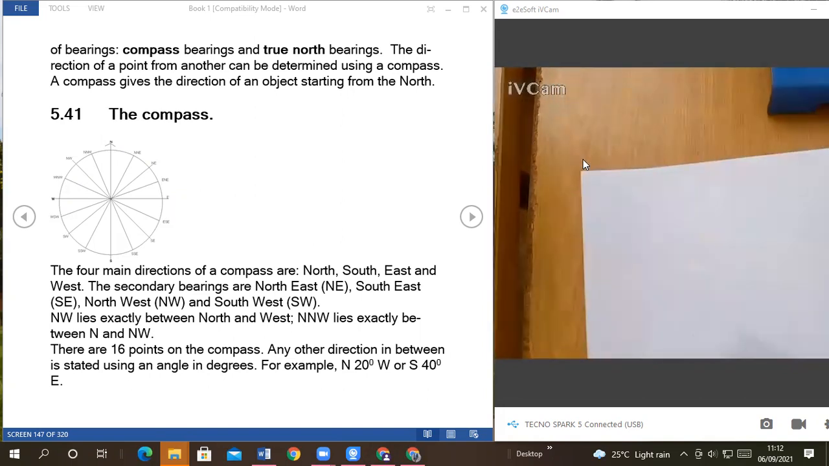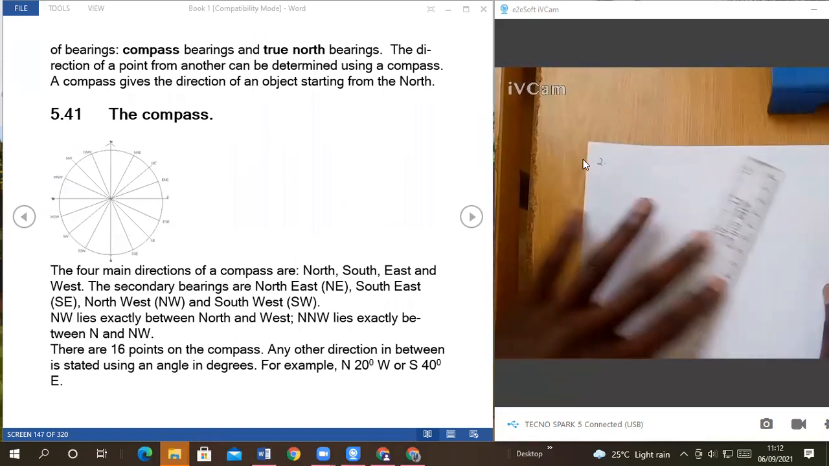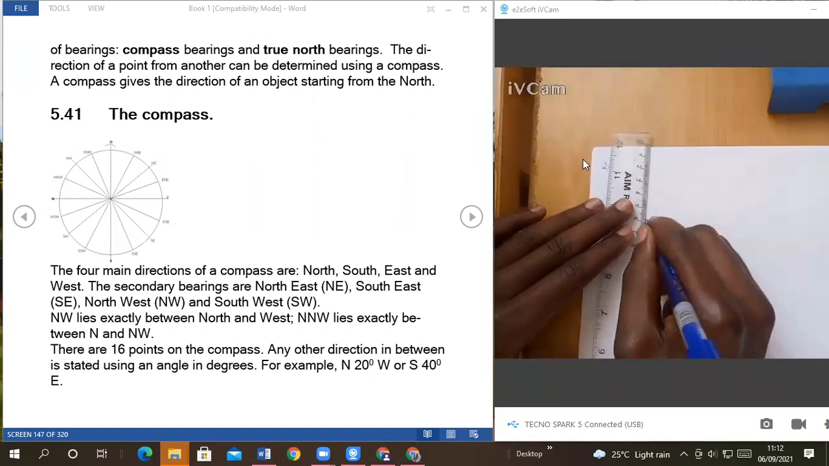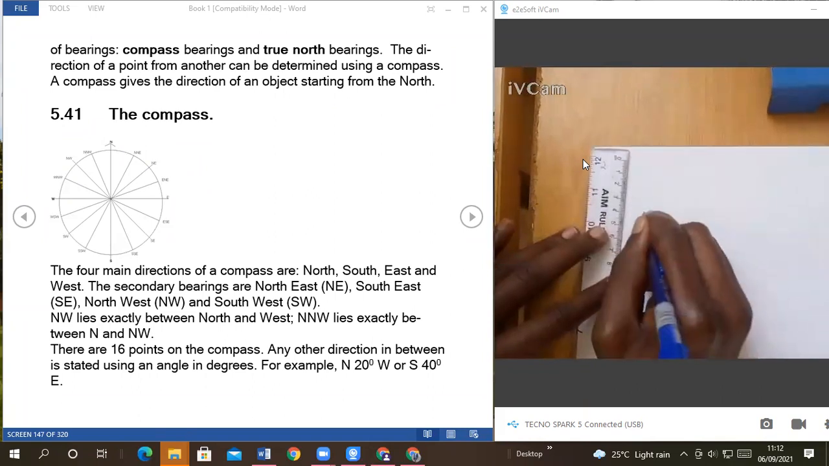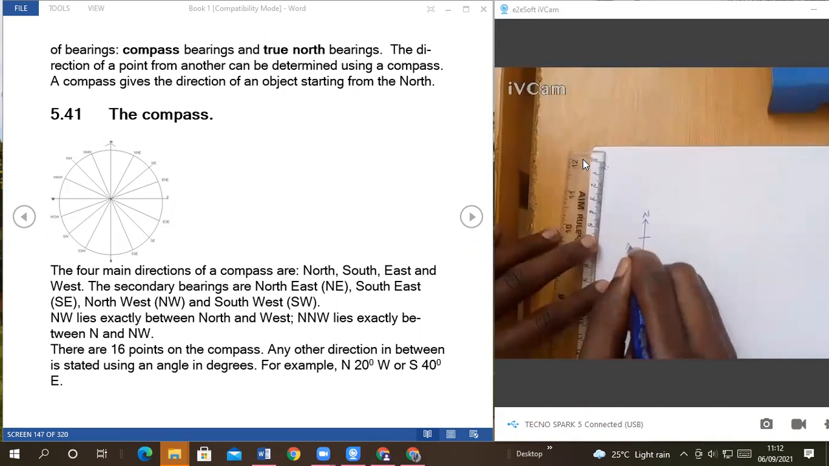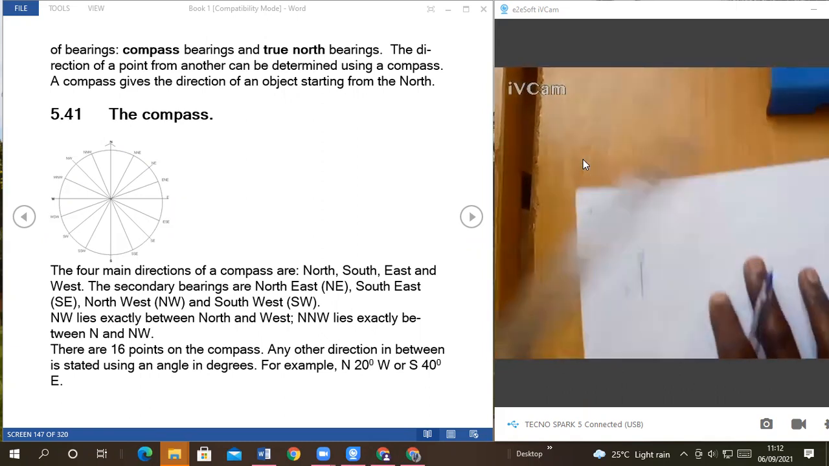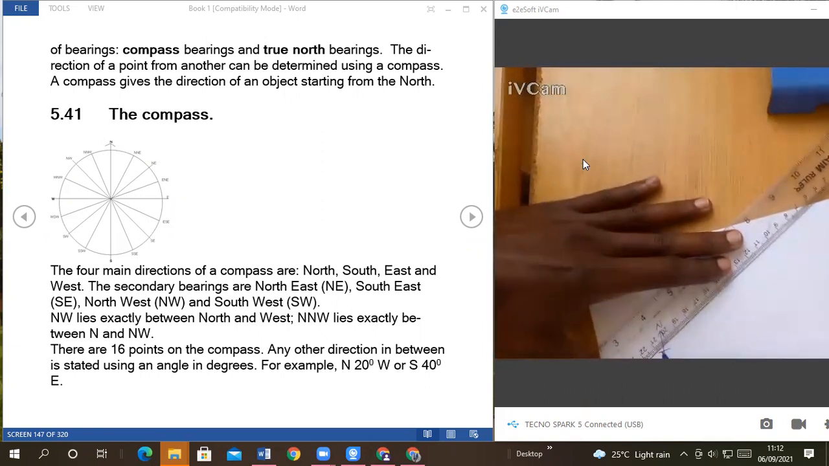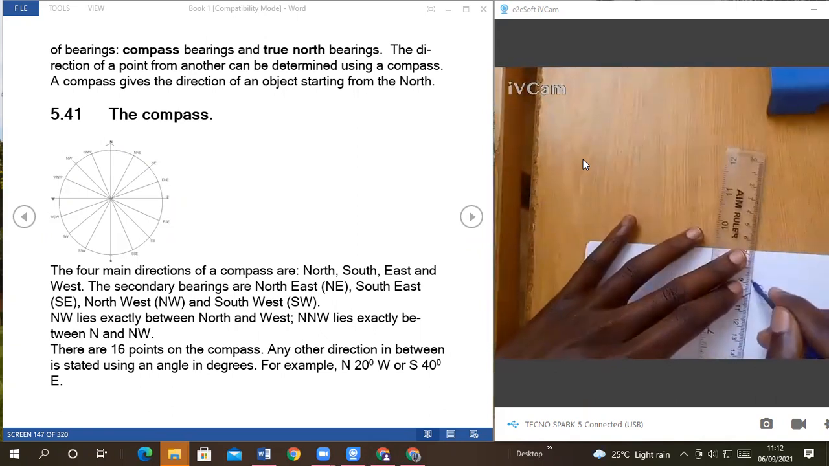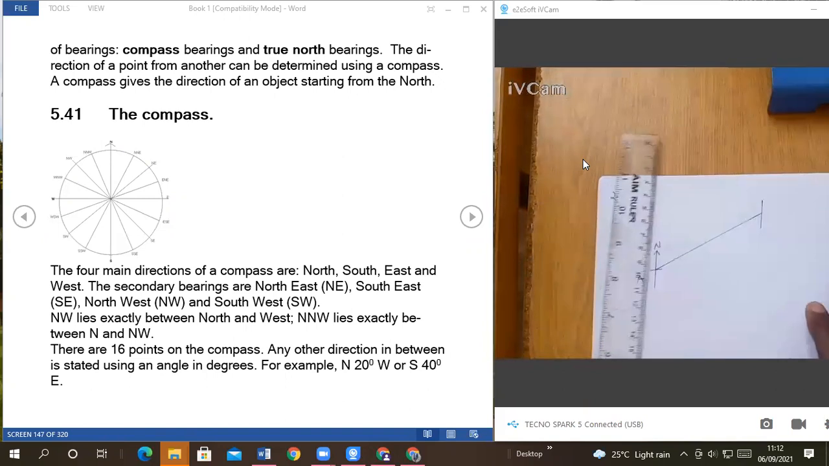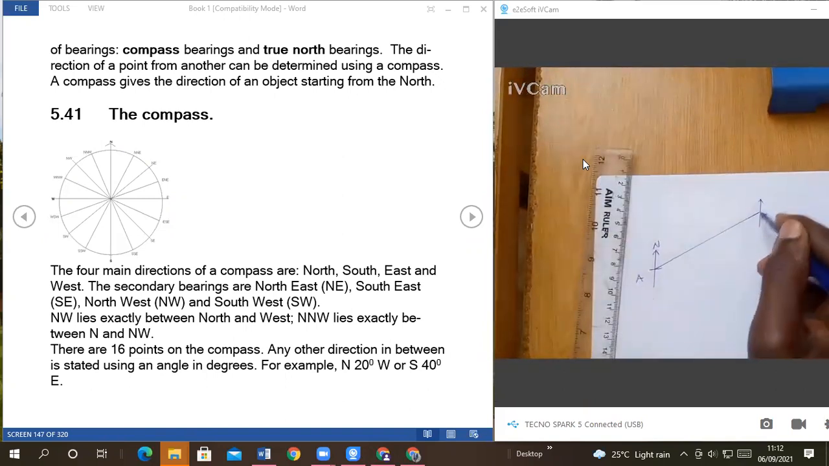Another one. We can number 2. South 20 degrees east. I'm drawing another one here. This is point A. I have that one here. Members, can you draw yours? We have a few minutes remaining, then we go for a break. Okay?